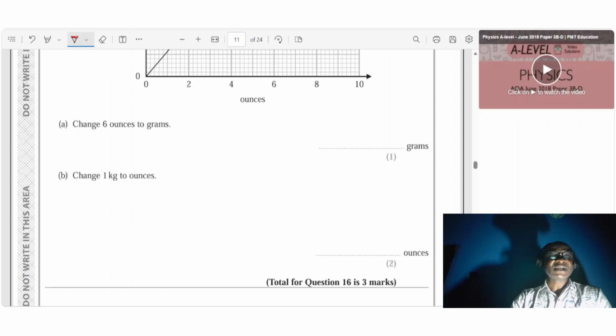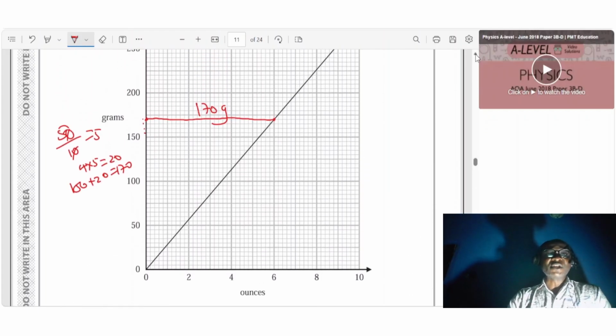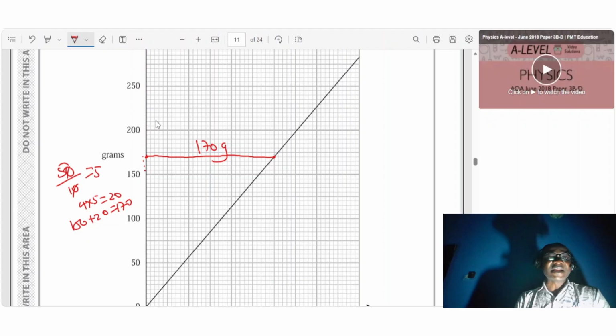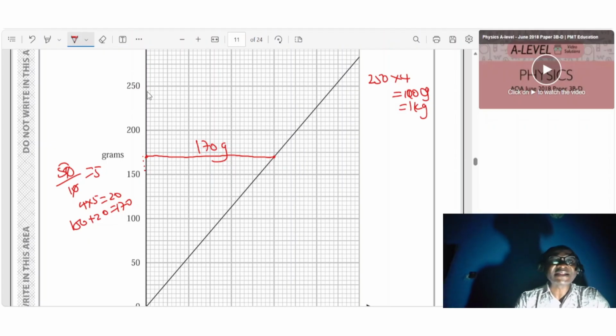Then B part, change 1 kg to ounces. So what do you do? You just look for something that can easily be done. Let's think of using 250. Okay? So if I use 250, why am I using 250? Because 250 times 4 will give me 1,000. Do you understand? Mm-hmm. And 1,000 grams is equal to 1 kg. Does it make sense? Yeah. So I will just look for 250 and times it by 4.